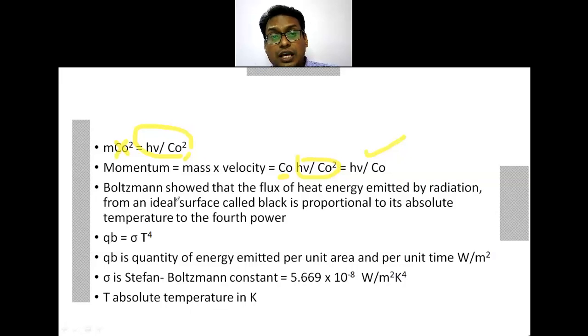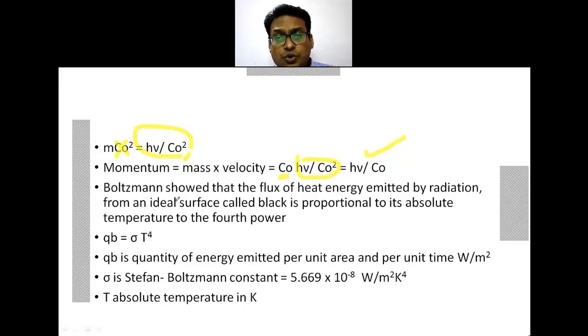This is the Stefan Boltzmann constant, sigma, and it has the value of 5.669 into 10 to the power minus 8 watt per meter square Kelvin to the fourth, where QB is the quantity of energy emitted per unit area per unit time. Energy has the units of joules, and when you divide joules by time, that becomes watt.